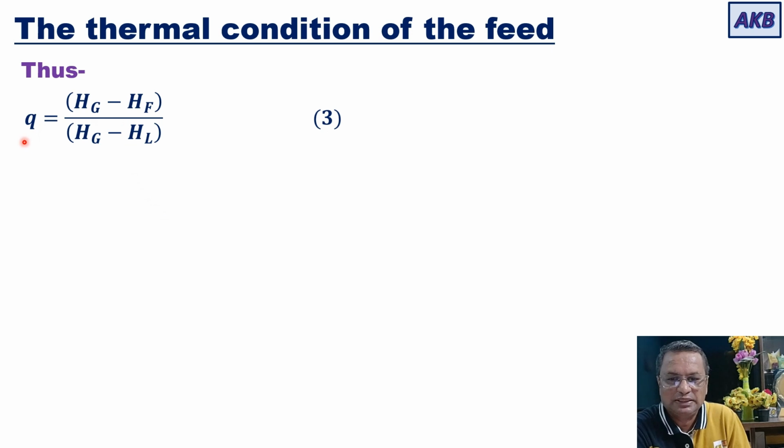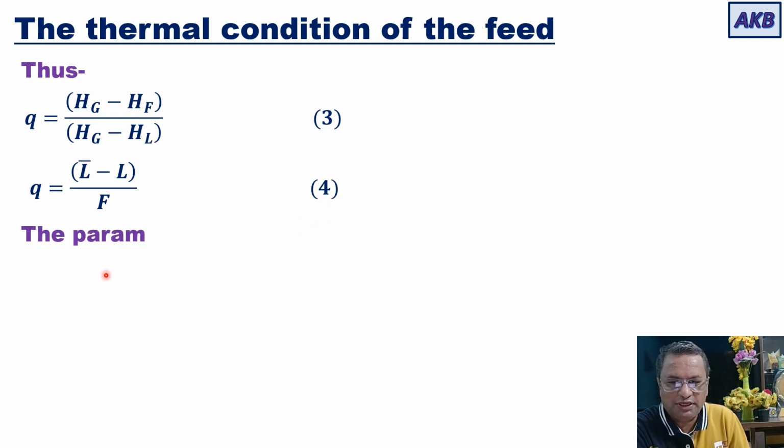So Q is now either (Hg minus Hf) divided by (Hg minus HL). Let us call it equation number 3. Or Q is (L bar minus L) upon F. Let us call this equation number 4. Now, in this case, the parameter Q defines the thermal condition of the feed.